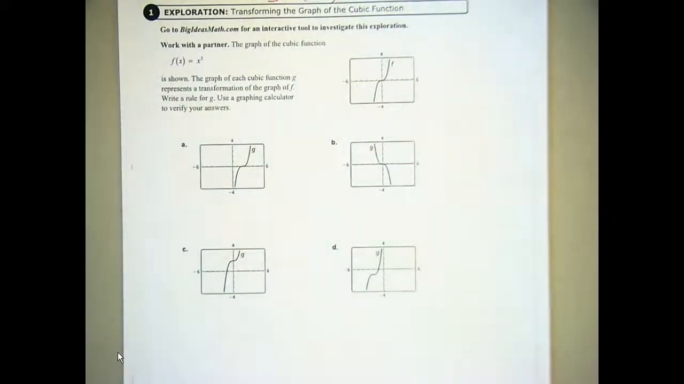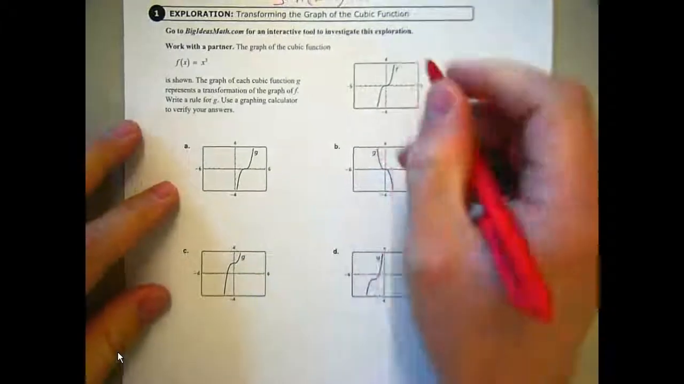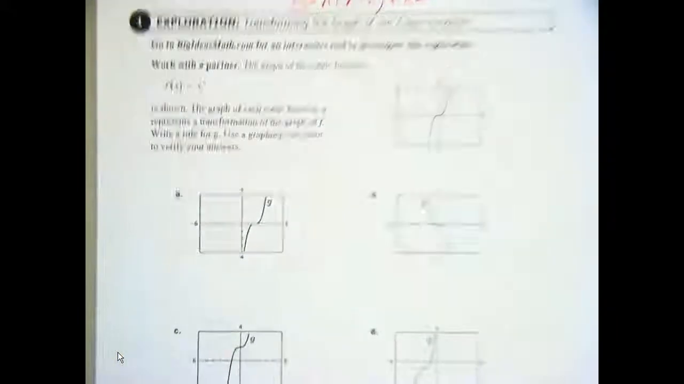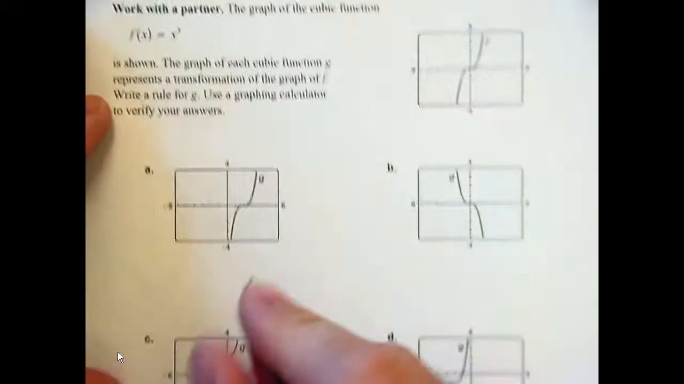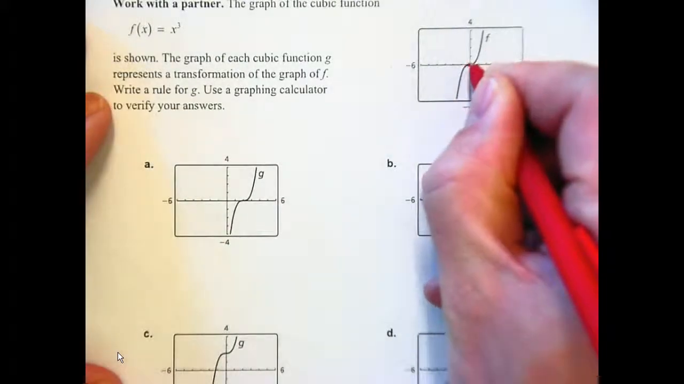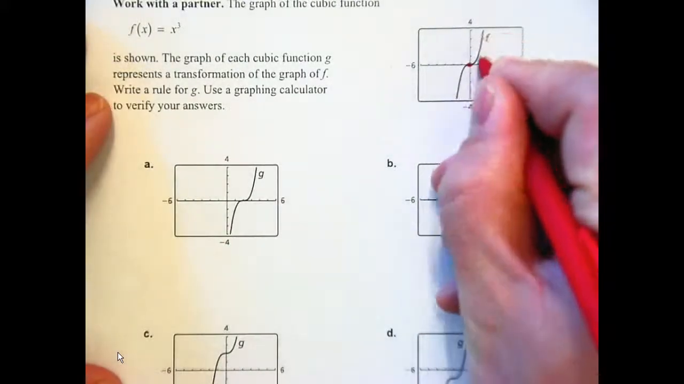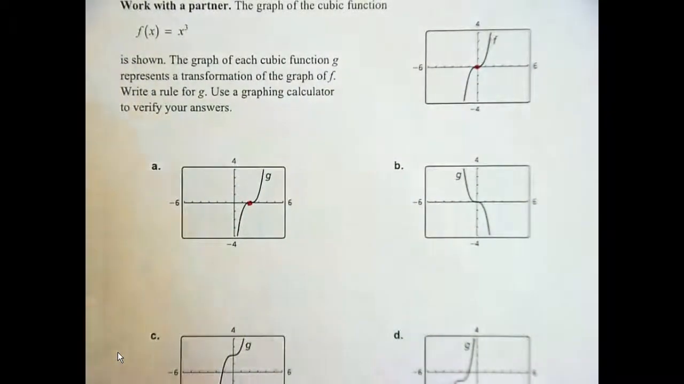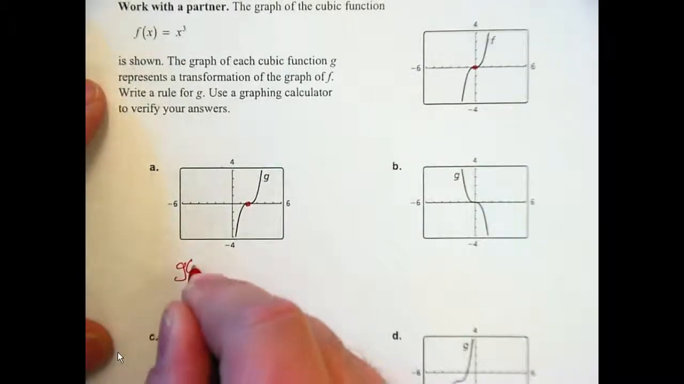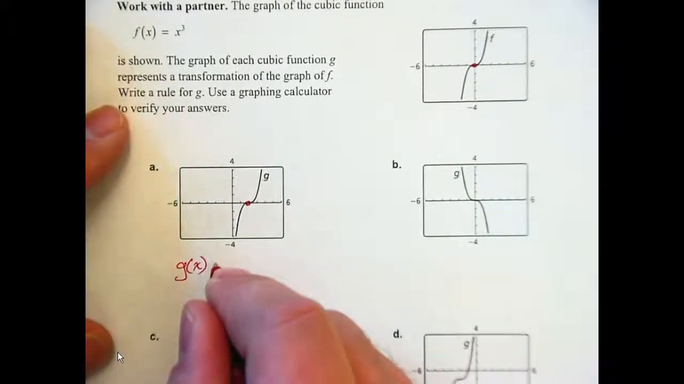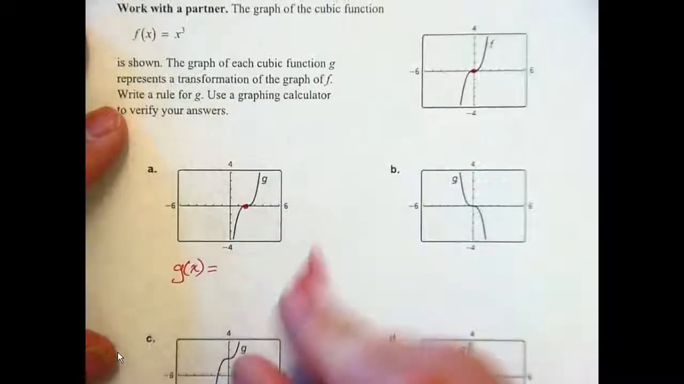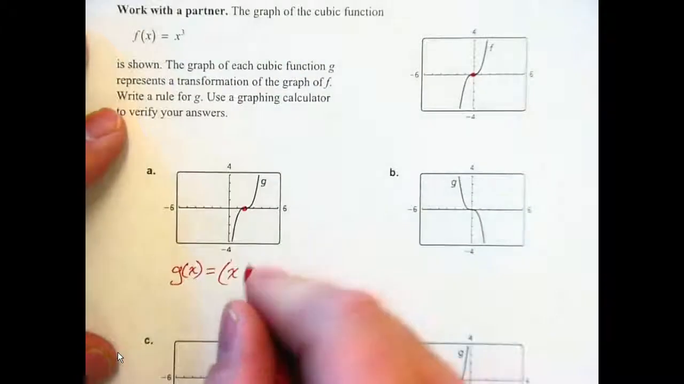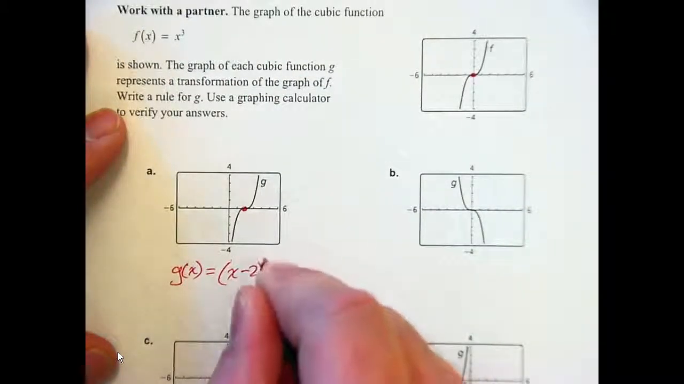All right, let's see how we did. So this is the function f of x equals x cubed. That's our parent function, and they want us to write these in g of x form. If I look at option A and focus on the point where it turns, what has happened to that point? Shifted to the right two. So we write that as, is it going inside or outside? Inside, with the cube. So that's (x minus 2) cubed.